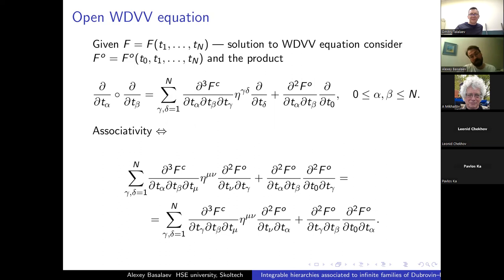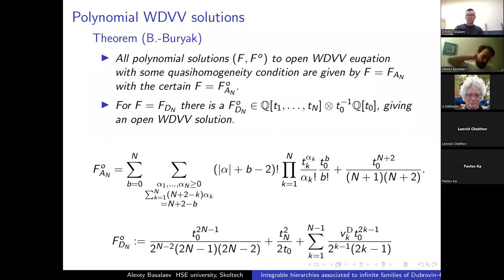Let me just say that along this old Dubrovin-Frobenius manifold theory, there is some new approach that is connected to open Gromov-Witten theories. In genus zero, it corresponds to some new solutions to what is called the open WDV equation. It's also an associativity equation, but now on a pair of functions: the old one that was a solution to WDV, and one additional function that corresponds to open Gromov-Witten invariants or something like that. We have found some solutions to these equations together with Sasha Buryak, also with some uniqueness condition.